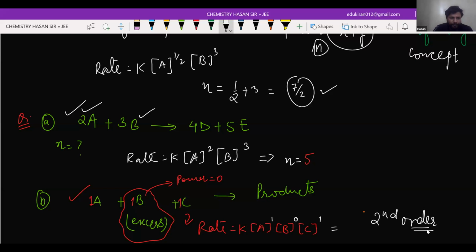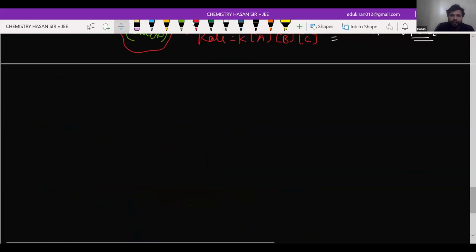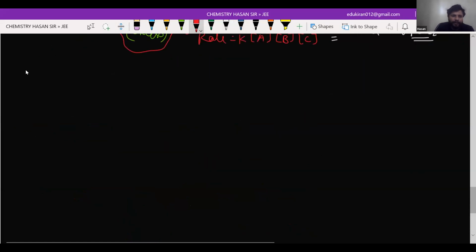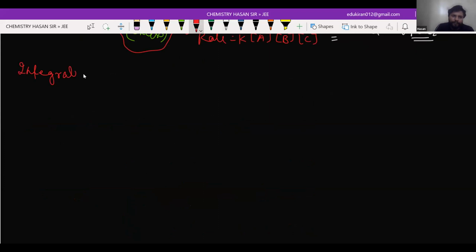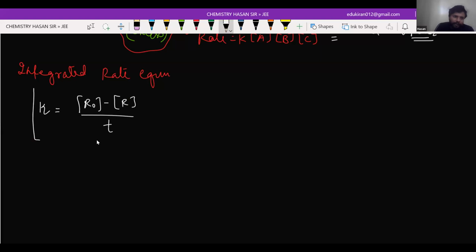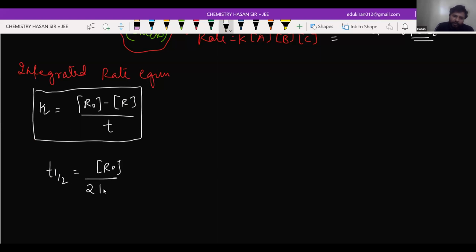Everyone. Now, the integrated rate equation for zero order reaction. You all didn't revise that. There is a formula: K is equal to R naught, that means initial concentration, minus R, that means final concentration of reactant, divided by the time taken to reach this position. For t half, there is a formula R naught, initial concentration, upon 2K.